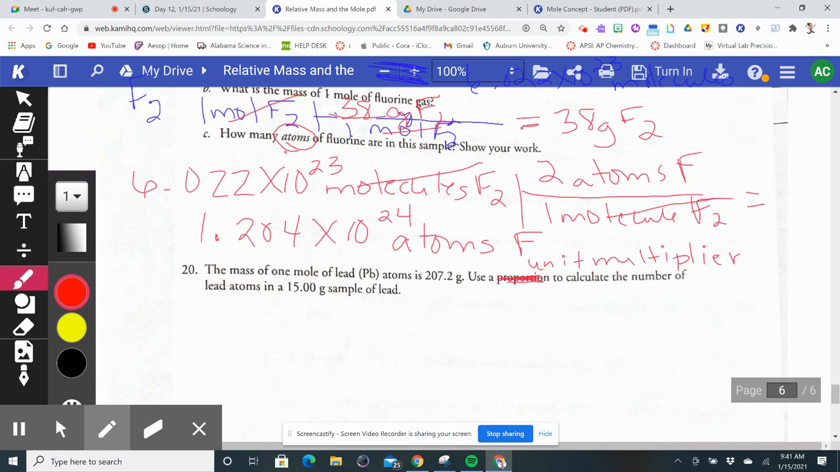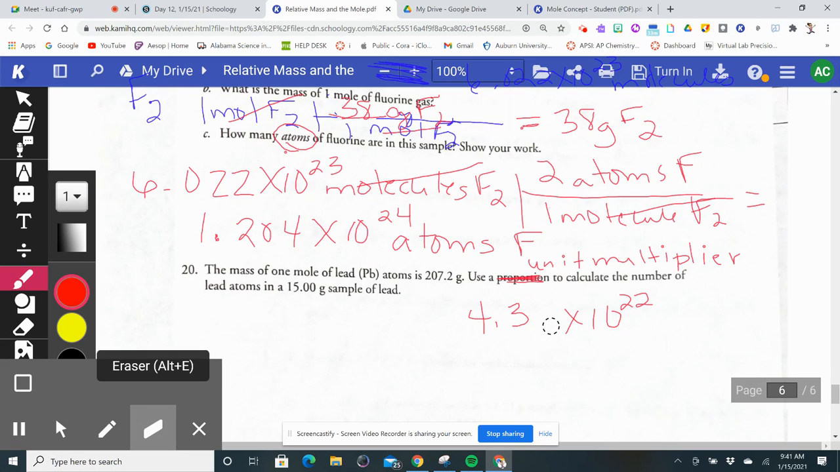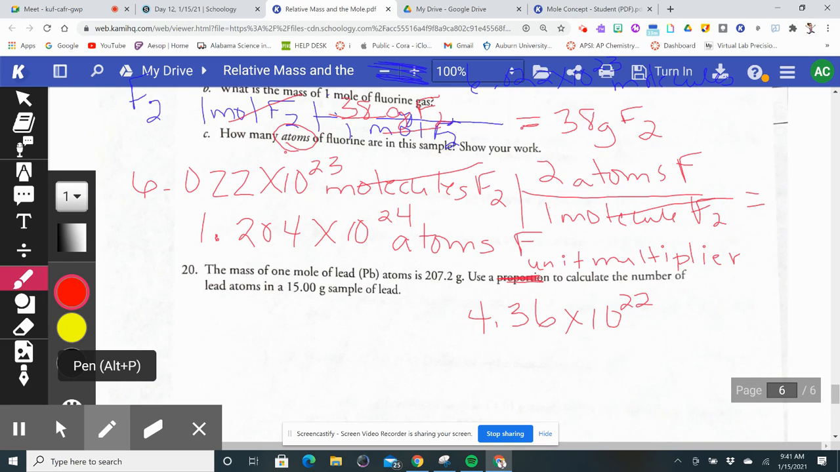Or actually, here's what I'm going to do. I'm going to give you the answer, and you've got to work backwards to show me the work. Because I know some of you will sit there and wait for me to give you the answer, so I'm just going to give it to you now. I'm more interested in your work, because if you can get the work right, you can get the answer right. So 4.32 times 10. Oh, that's not 32. That's 36 times 10 to the 22. And you need to be within a decimal point.